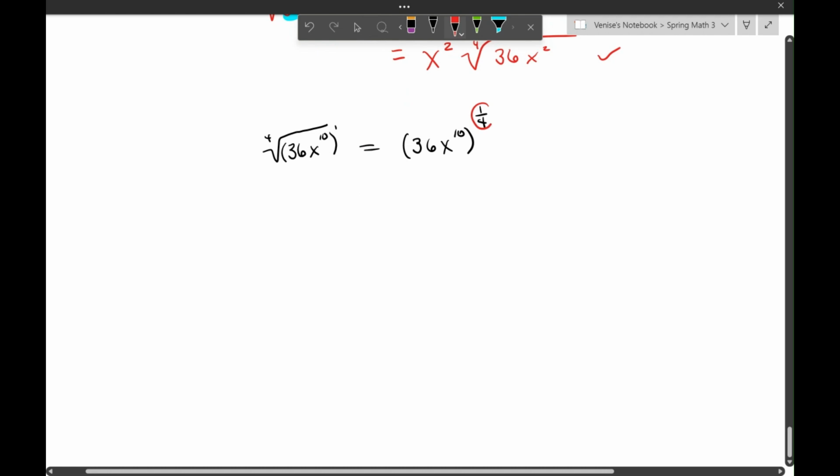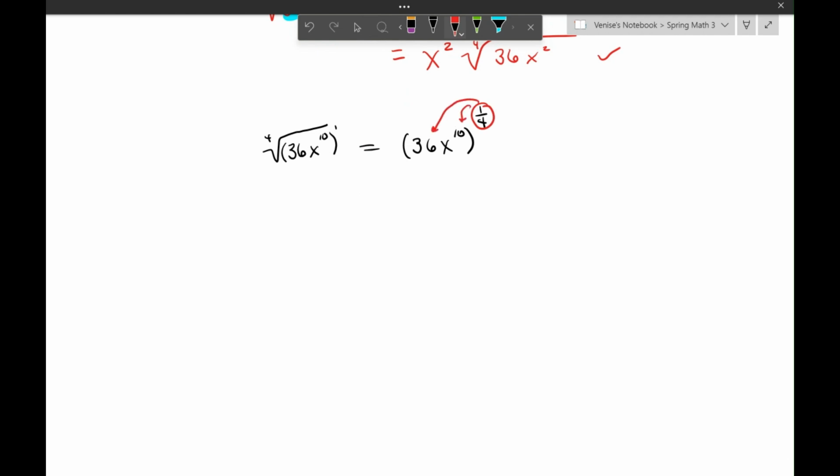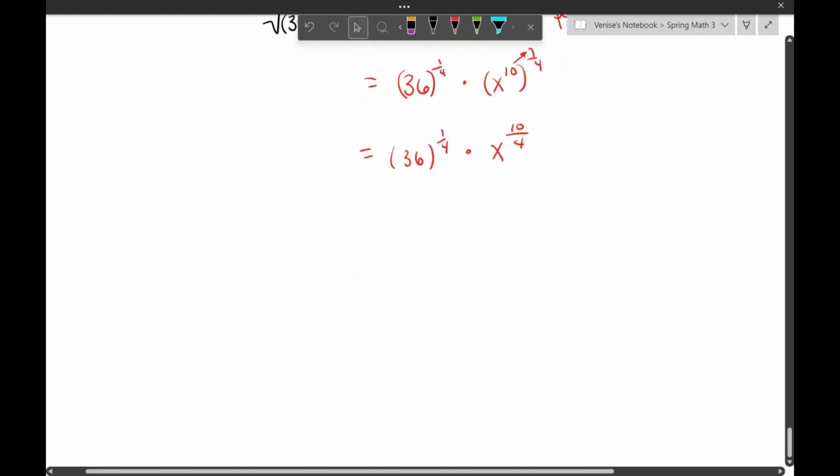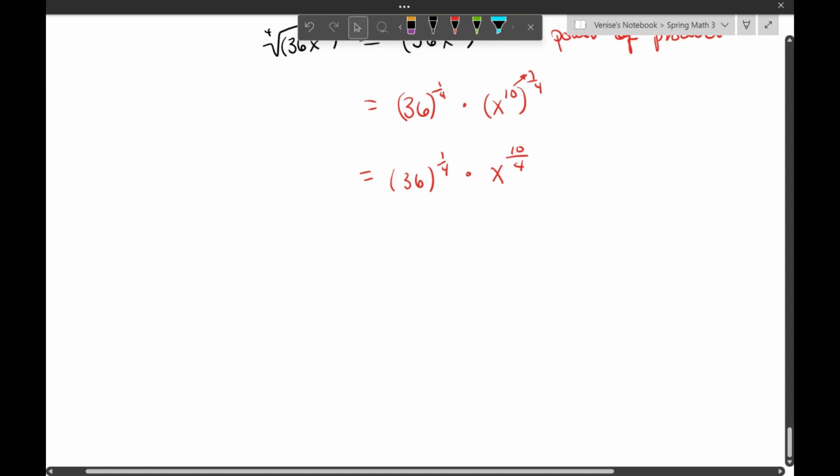This is the one I showed you on Friday. I distribute my exponent by the power of a product. So this becomes 36 to the 1/4 times x to the 10 to the 1/4, which is the same thing as x to the 10 over 4. Remember, it's 10 over 4. Multiply the numerators.